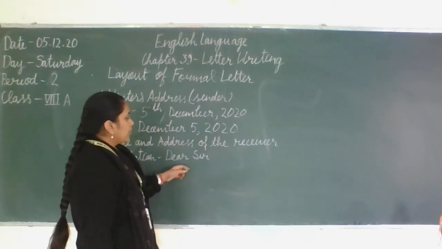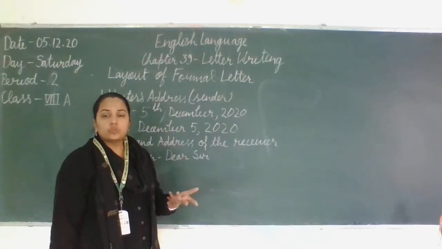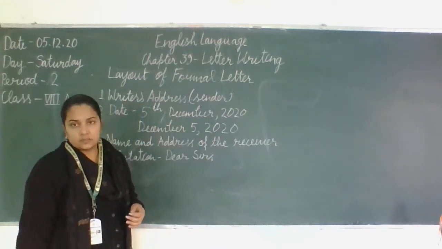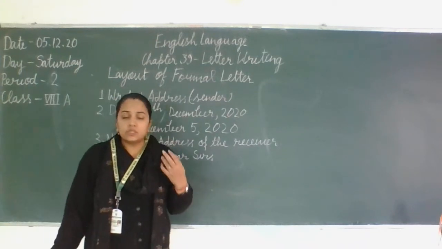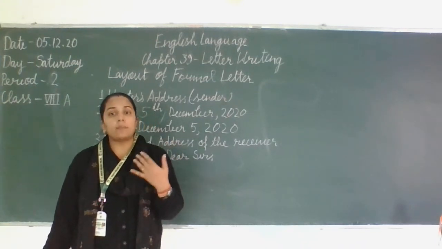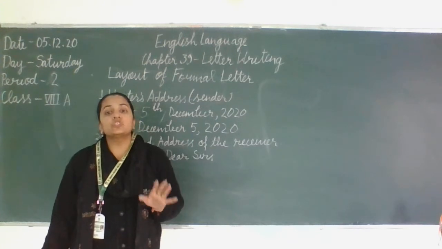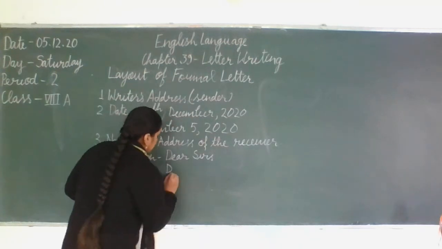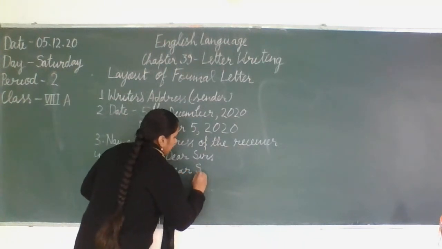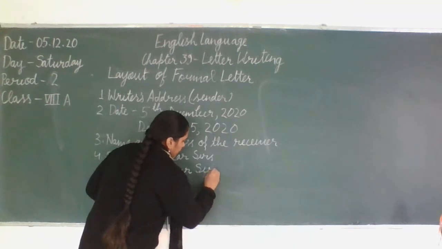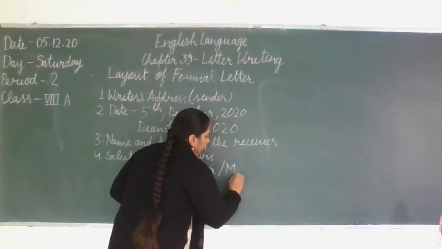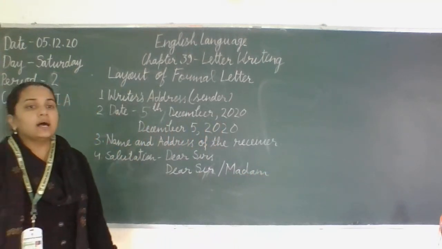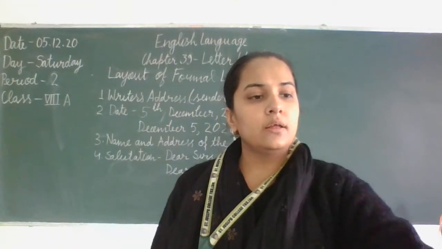Or if you know that the number of persons there are more than one, then you can write dear sirs. Or suppose you are writing the letter to a person about whom you are not aware of the gender, whether male or female, in that case you write dear sir oblique madam. So this will be the salutation of your letter.